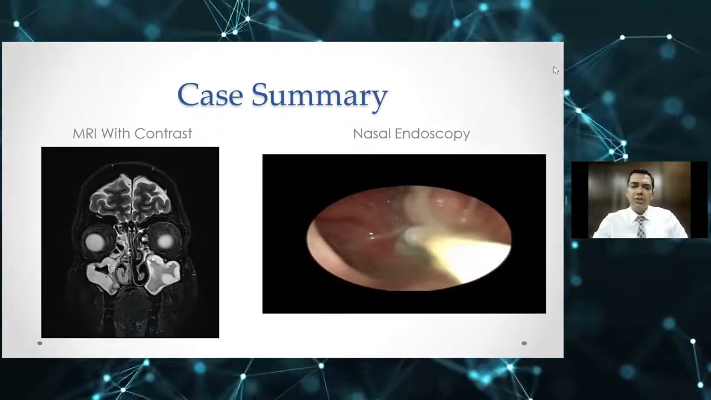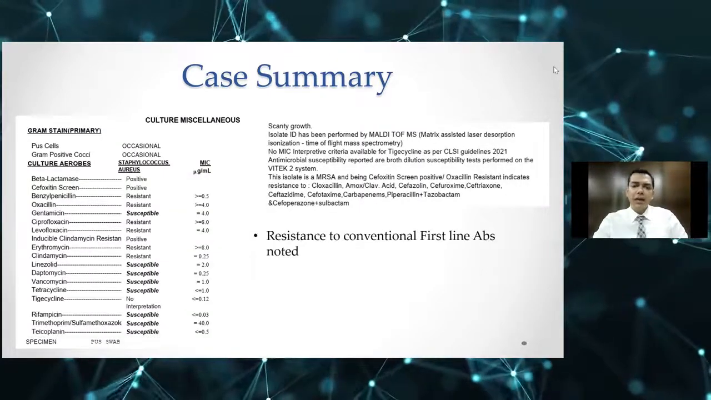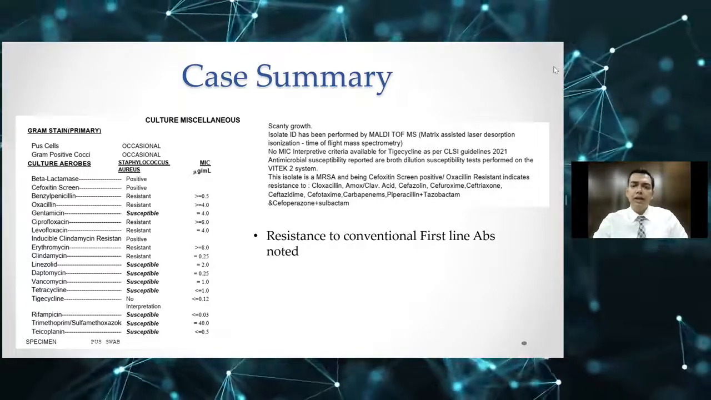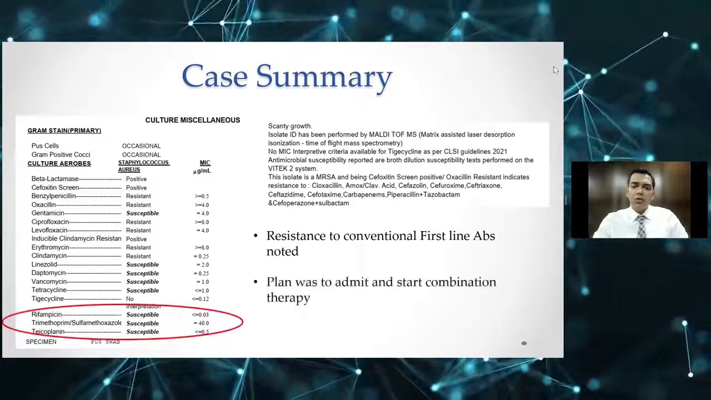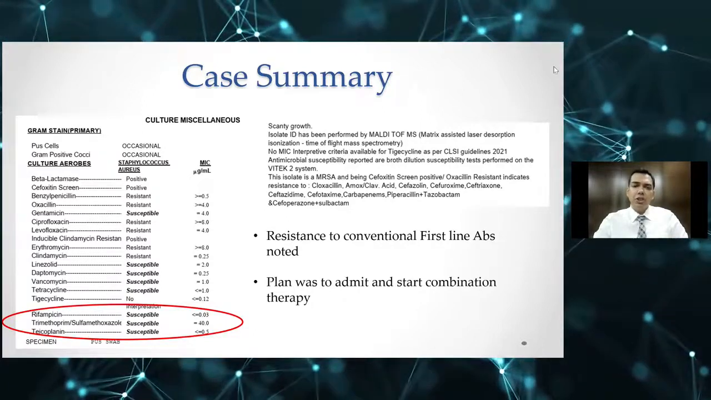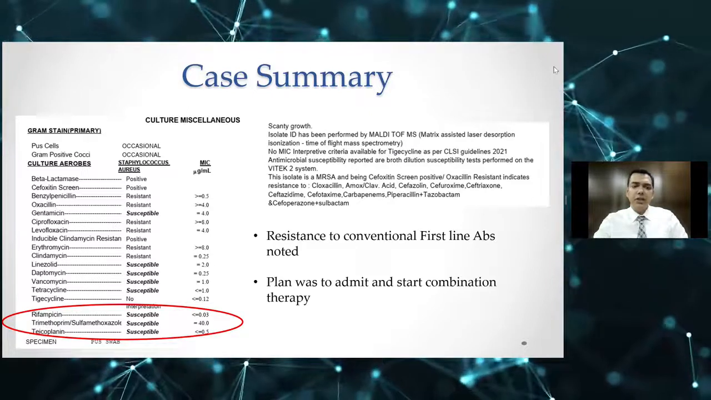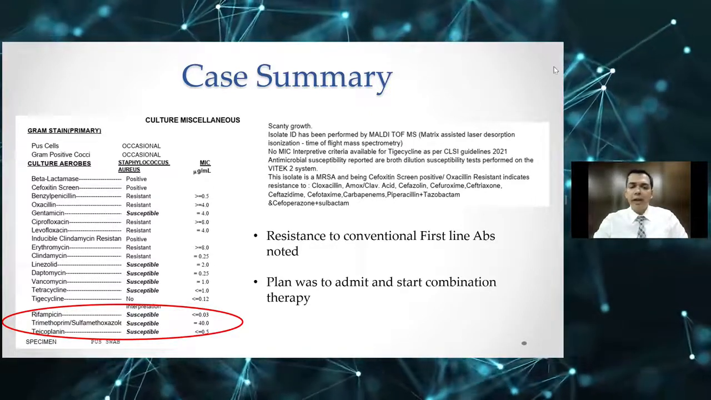When the culture sensitivity report came in, it showed that the organism was resistant to all first-line antibiotics. It was Staphylococcus aureus. We decided to be a little aggressive and start a combination of drugs in consultation with the ID specialist, using rifampin and a combination of rifampin and teicoplanin.